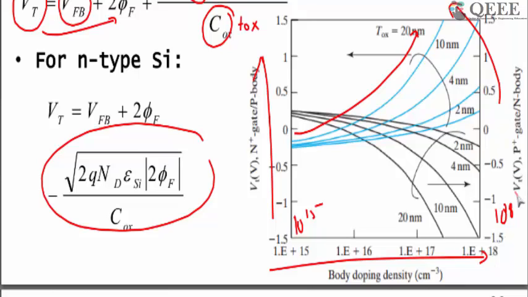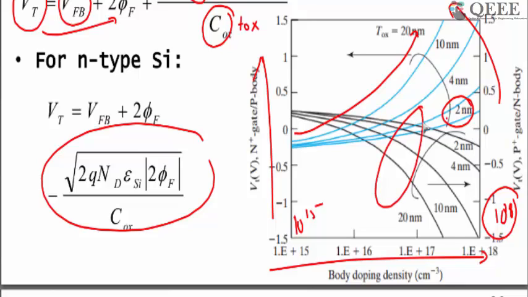Now if you are trying to invert, you need to reach this concentration. That means you require higher gate voltages. And the field. When you vary the oxide thickness, what it does is that it varies the field. So for thinner oxides, it reaches faster. You can see the threshold voltage is smaller for thinner oxides.